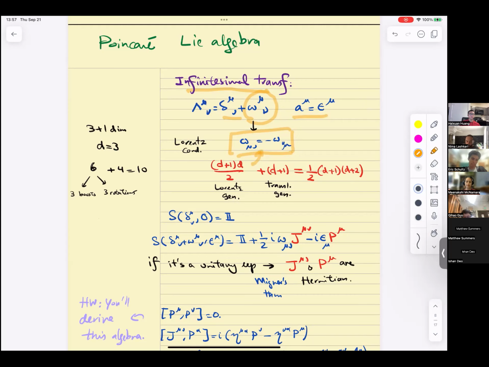How many degrees of freedom does it have? D times D plus 1 over 2. These translations have D plus 1 degrees of freedom, or generators of the Lie algebra. So in total, you have this number of generators. Let's do the math. In 3 plus 1 dimensional space-time, you have 6 parameters associated to Lorentz transformations. 3 of them are boosts, 3 of them are rotations. So that checks out. You have 4 translations. You have a total of 10 parameters in your Poincare group.